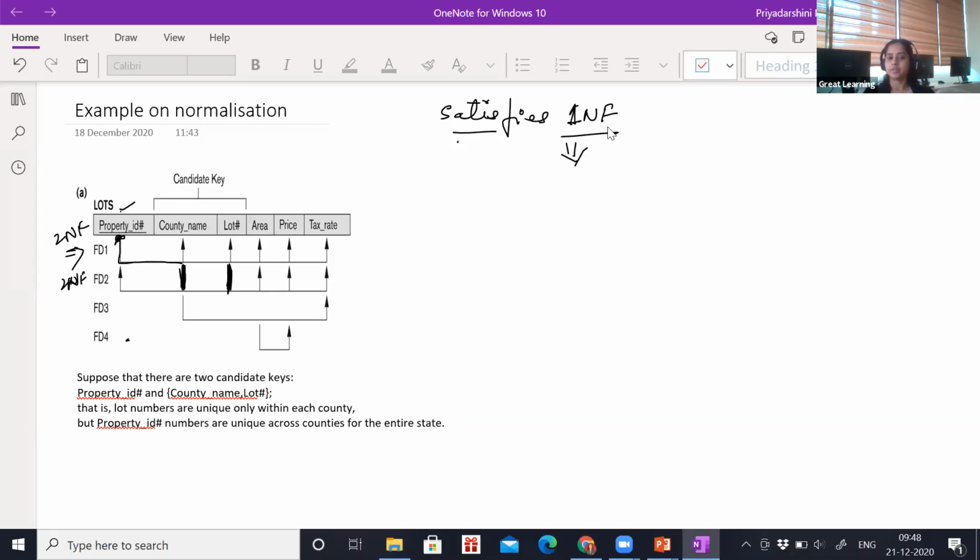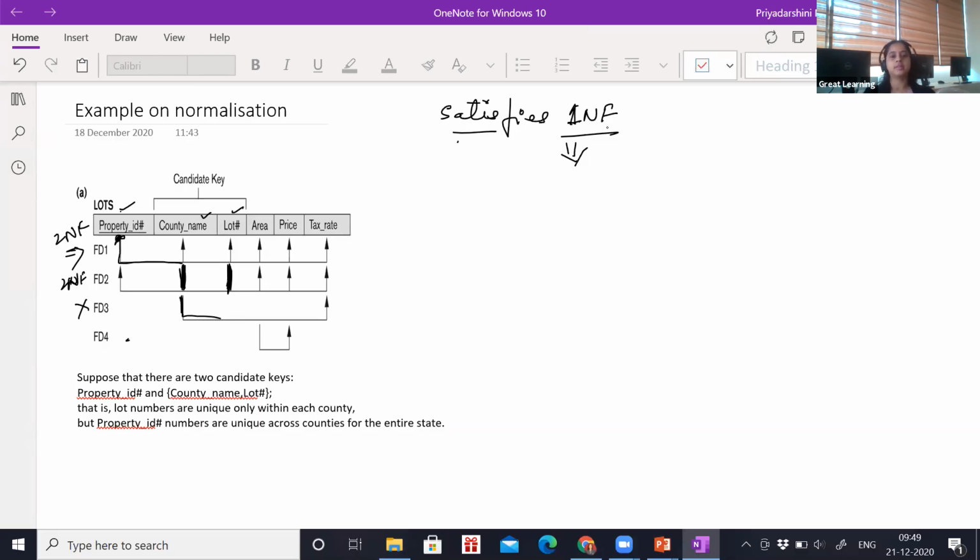Fine. Now, check with FD3. Your right side attribute, a non-prime attribute, is it fully functionally dependent on the primary key? I'm telling you, candidate key, primary key, both are same. Are they fully functional here? No. The candidate key is a combination of two attributes, but it is dependent on or connected to only one attribute, right? So your FD3 is not in 2NF.